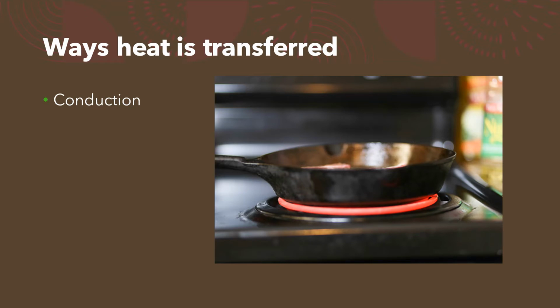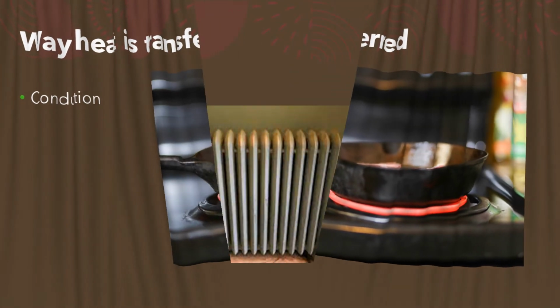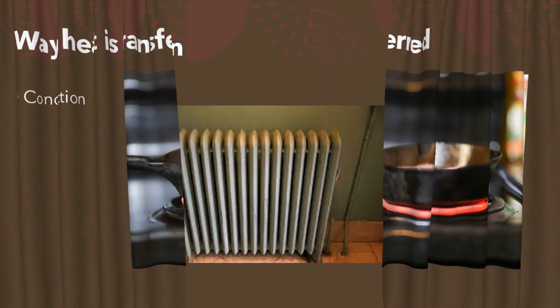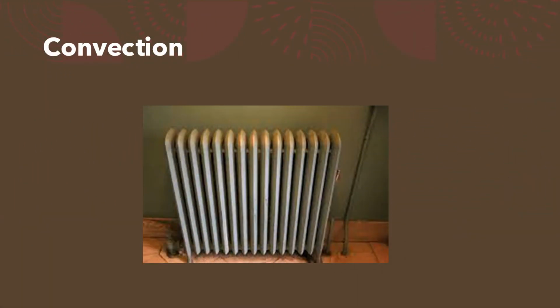The second type of heat transfer is through convection. Convection is the movement of heat by a fluid or air. The fluid moves from one location to another, transferring heat along the way. An example of convection is the heat coming off a radiator that heats an old house.